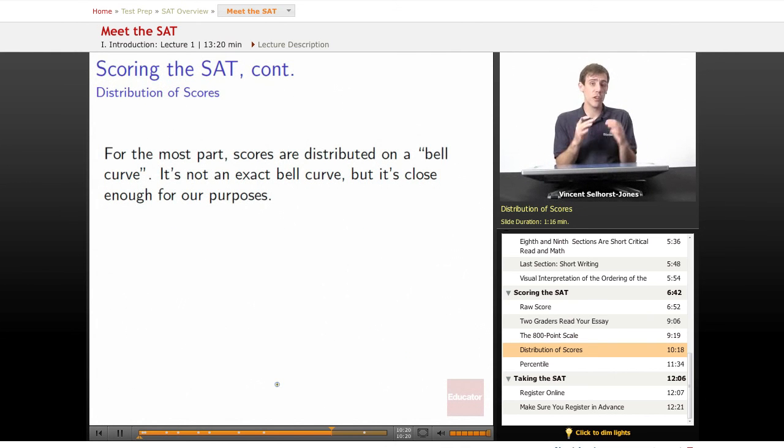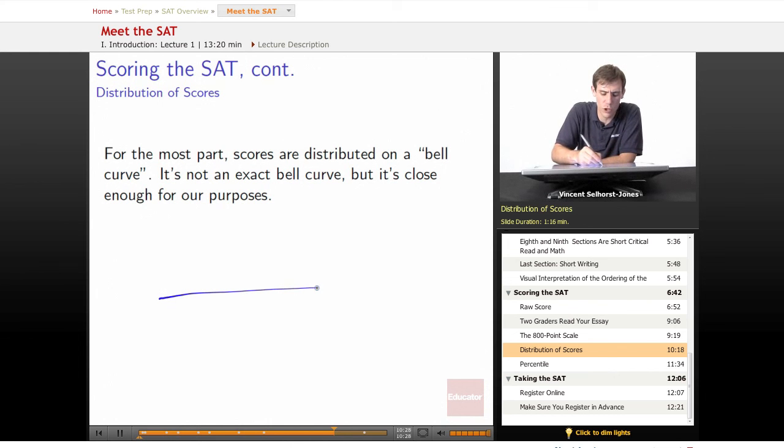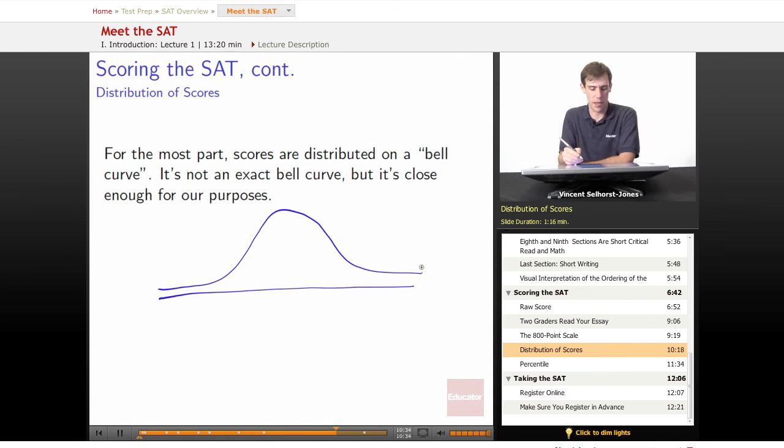Then they take your raw score and think in terms of this equating, and they're going to apply the scores to a bell curve. It's not an exact bell curve, but it's pretty close, so we'll use it for our purposes. What's a bell curve? A bell curve is a curve that looks kind of like a bell, right? That's not a perfect bell, kind of lumpy, but in the middle of it, that's where the average person will lie.